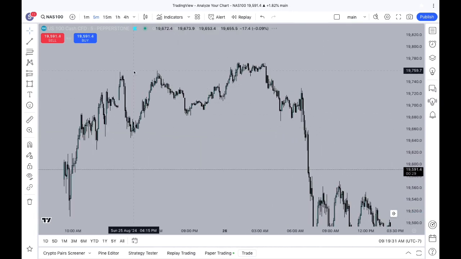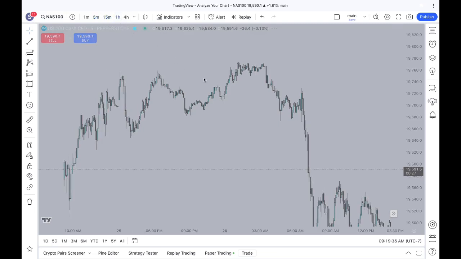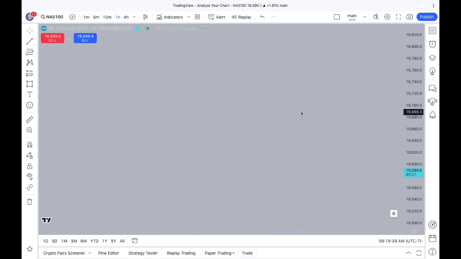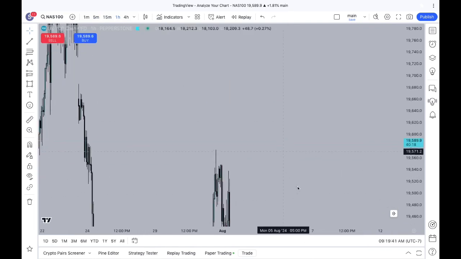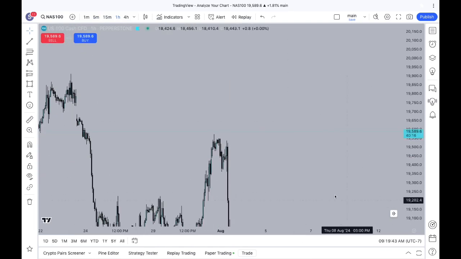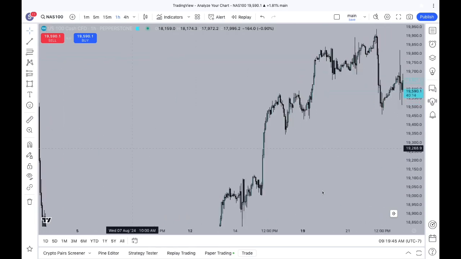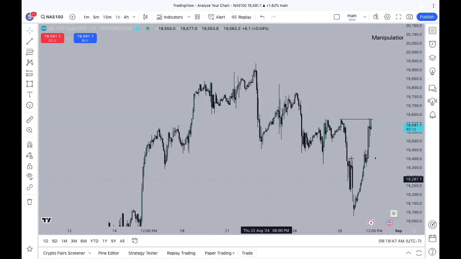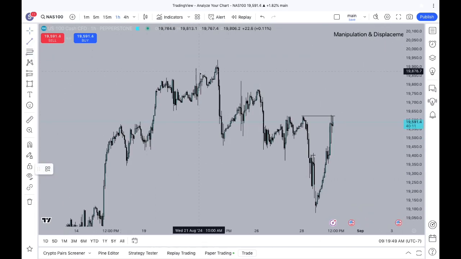So let's go on a higher time frame. Let's go on the 1 hour actually. All right, so we're on the 1 hour, and we're gonna try to spot some of these liquidity sweeps. So here we have this liquidity sweep right here. As you can see, price didn't displace through.